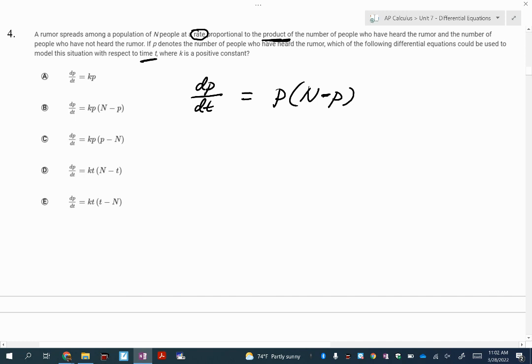So I'm looking for this in my answer choices. And I'm sorry, I should have mentioned that I am going to have a constant here, where K is a constant. So now if I look at that, I'll find my answer, which is B.